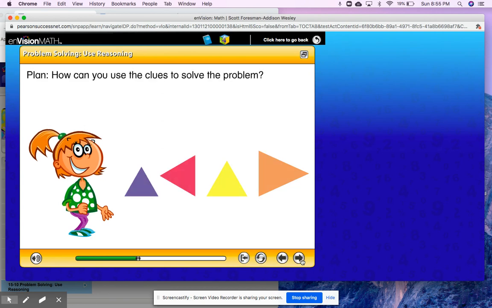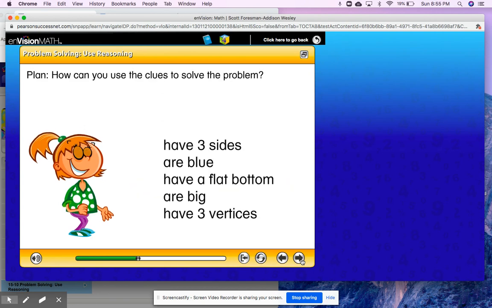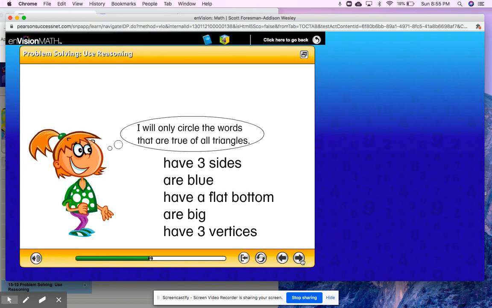Plan. How can you use the clues to solve the problem? All right, so these are the clues here that are listed about the triangles. We need to decide which of these clues is true about not just one of the triangles, but all of the triangles. So we're going to break them down one clue at a time to figure out which are the clues that are true about all triangles. I will only circle the words that are true of all triangles.